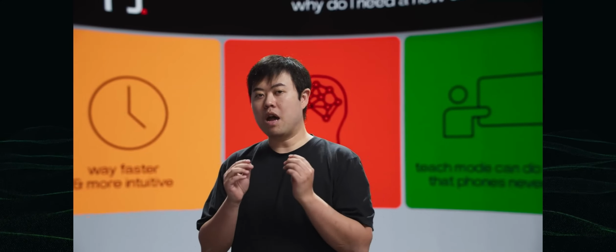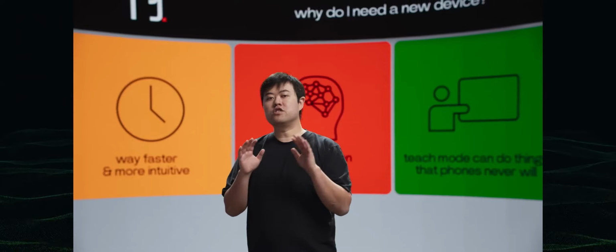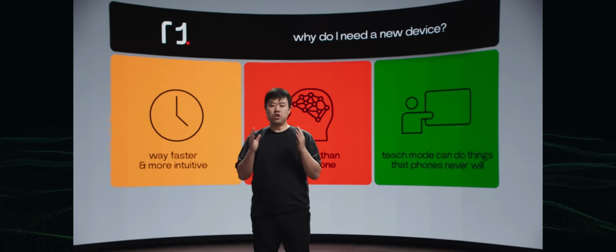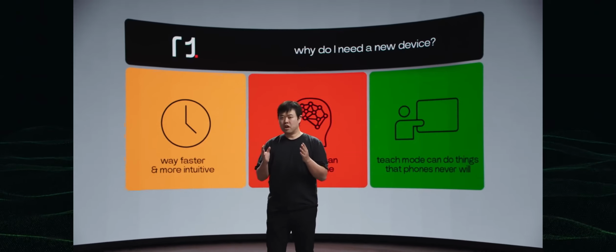We do not build Rabbit R1 to replace your phone. It's just a different generation of devices. The app-based system was introduced more than 15 years ago, and the new generation of native AI-powered devices are just getting started. Here's a quick recap.